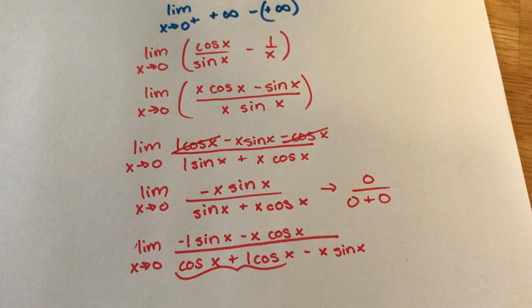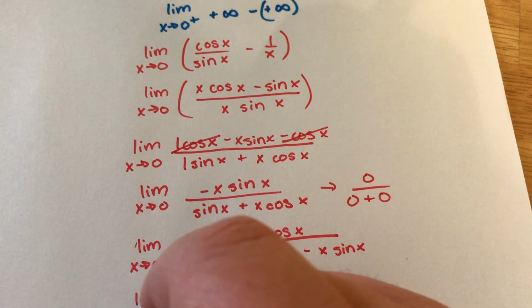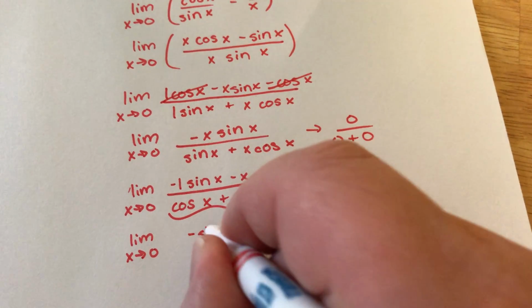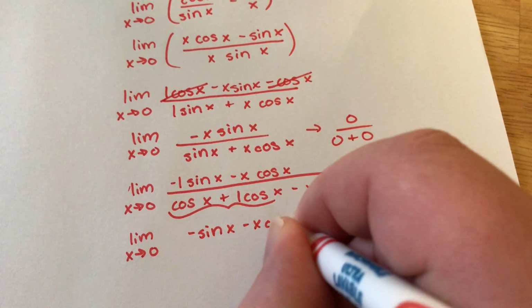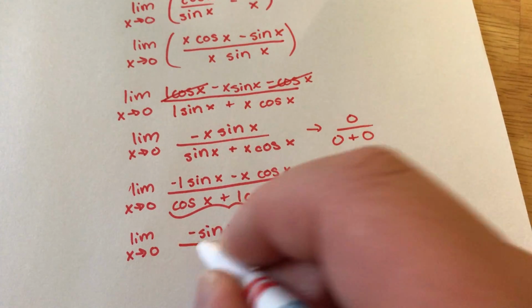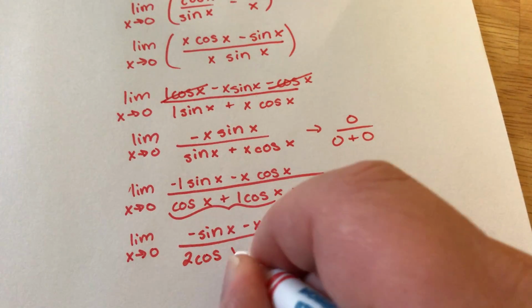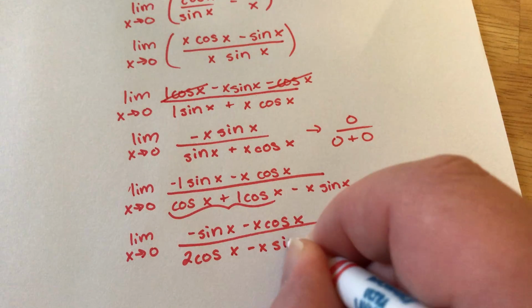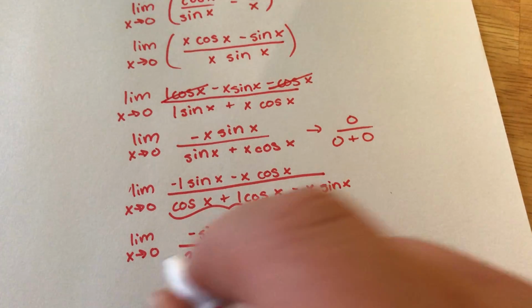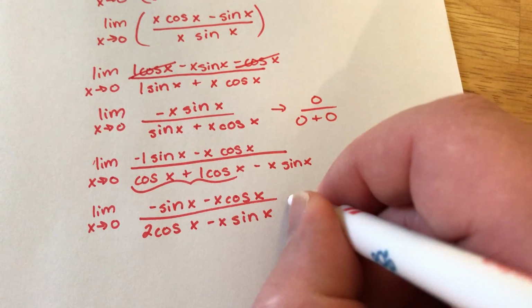Try to combine like terms. Cosine and cosine is going to make 2 of them. So I have the limit as x approaches 0 of negative sine x minus x cosine x over 2 cosine x minus x sine x. And again, I want to verify, just plug in 0 and see what happens.